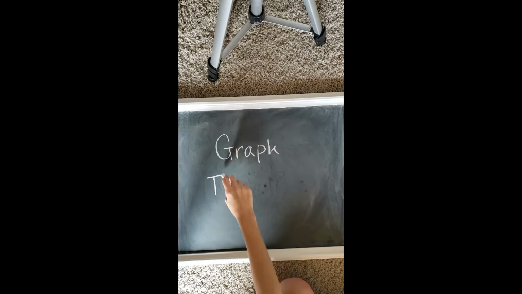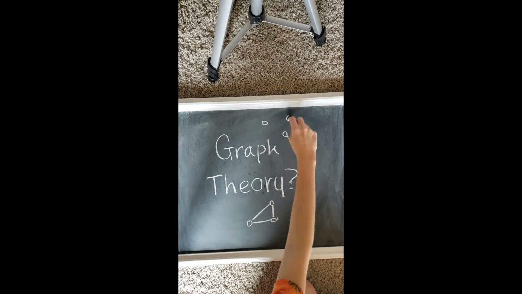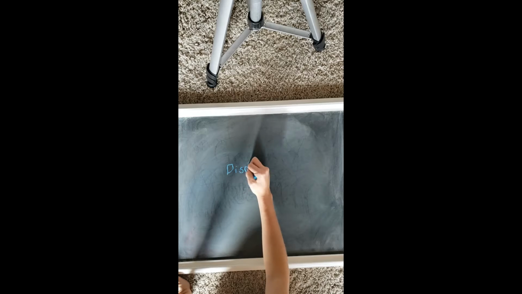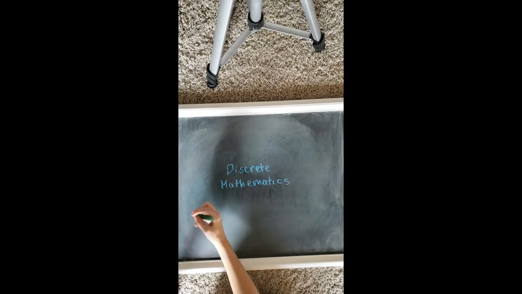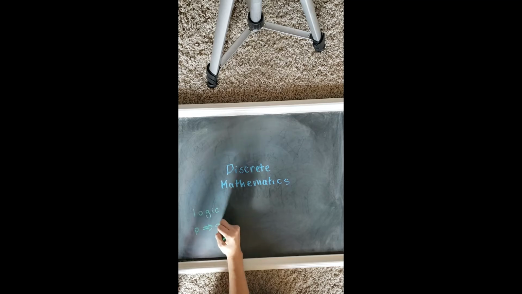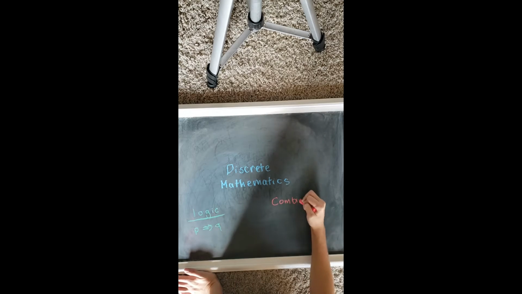Graph theory is the study of graphs, the relationships between edges and vertices. It falls under a branch of math known as discrete mathematics. Discrete math focuses on structures that are discrete, such as logic or combinatorics, rather than continuous, such as calculus. So where did graph theory begin? Here's a quick history lesson.